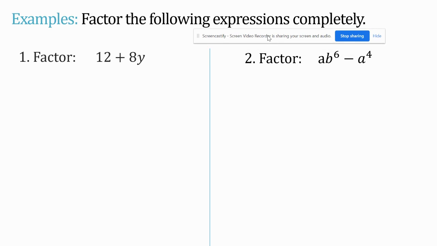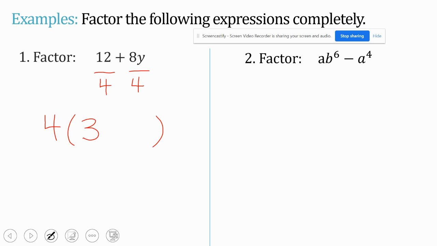Okay, the first one, factor, we have 12 plus 8y. So this does not have a y, so we are only going to be focusing on our numbers here. Now this, we talked about the GCF of 8 and 12 in that definition slide. The GCF of 8 and 12, the largest number that can go into both of them evenly, is 4. So what I'm going to do is divide both of these by 4, put my 4 on the outside of my parentheses, and then divide. 12 divided by 4 is 3, plus 8 divided by 4 is 2, and bring down the y.